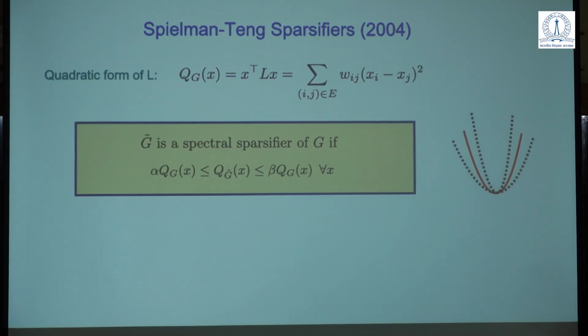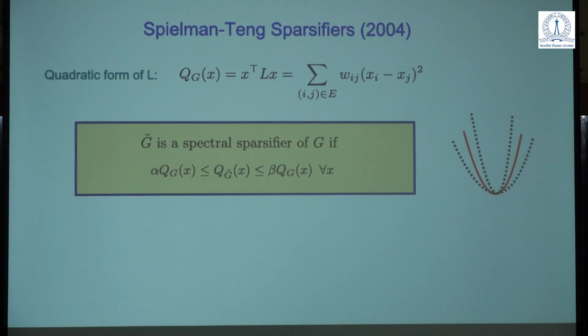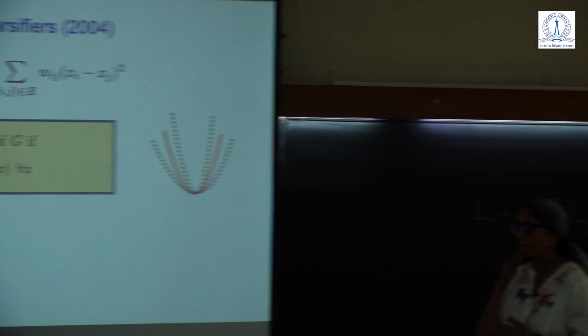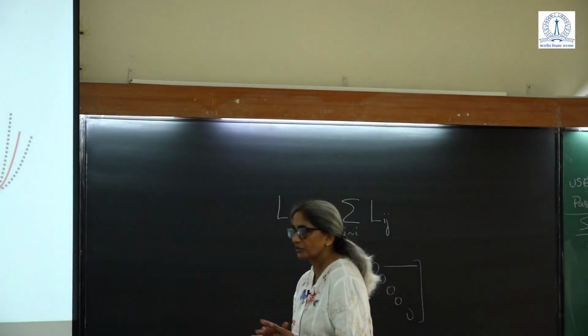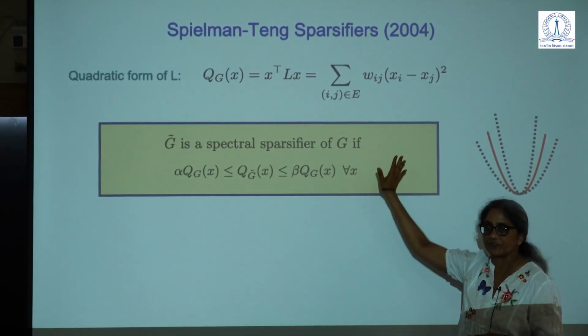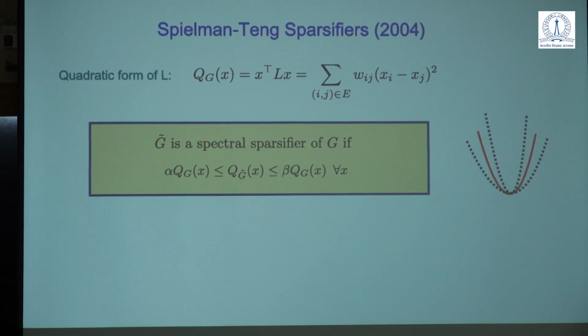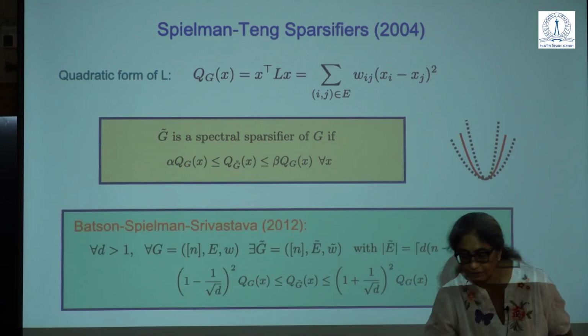You want to squeeze alpha and beta as small as possible. Okay, so in general this is possible. I'll show you their result, but this is their general definition of spectral sparsifier. They are just trying to approximate the quadratic form, right? They want G tilde to have roughly the same quadratic form as the original G. That is their notion.